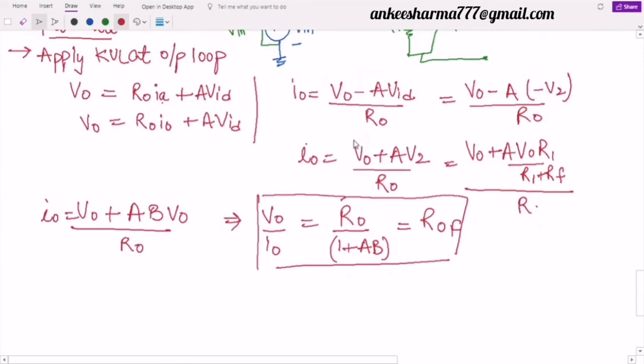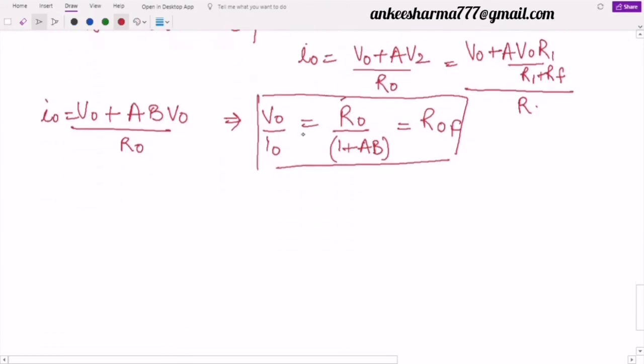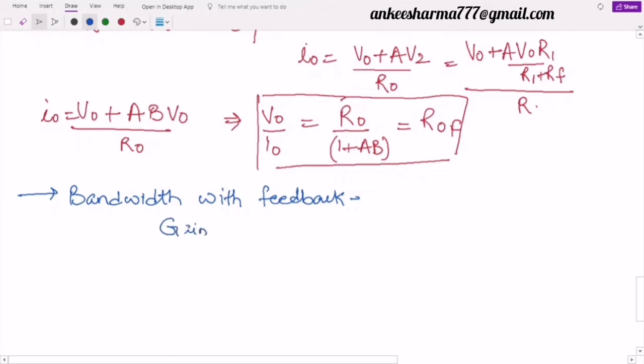In the last, I want to discuss one more thing, that is the bandwidth with feedback. So we all know that there is a gain bandwidth product and it always remains constant. So I want to discuss this bandwidth with feedback effect. Means how my bandwidth is going to be affected when we are having the feedback. And definitely we are having here the negative feedback. We have discussed both these cases with the negative feedback. We know that the gain bandwidth product is a constant.